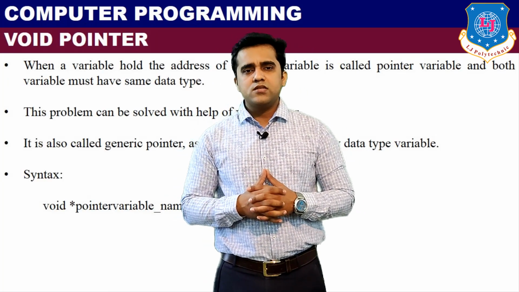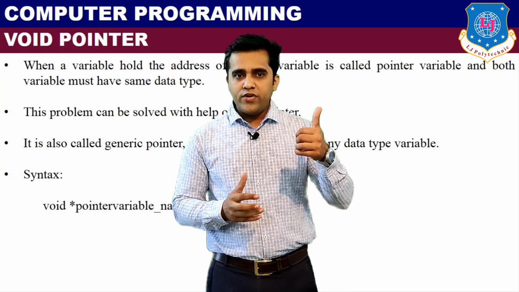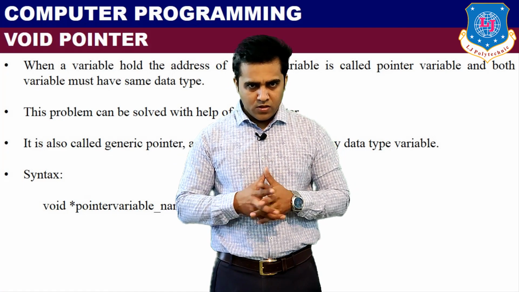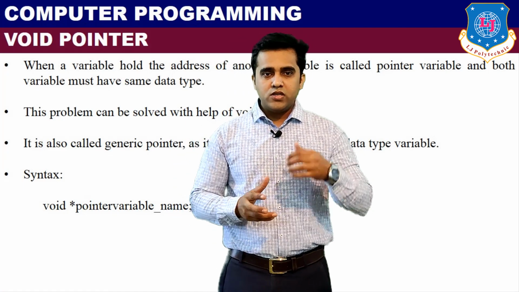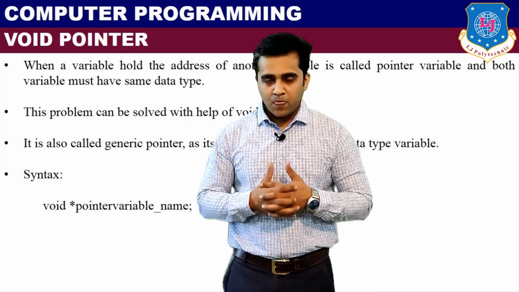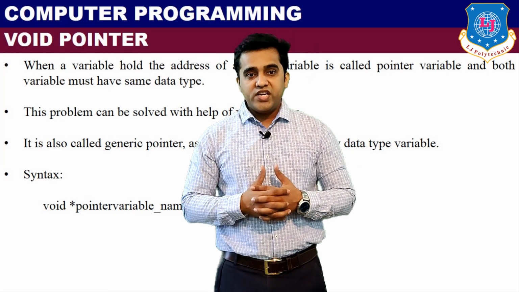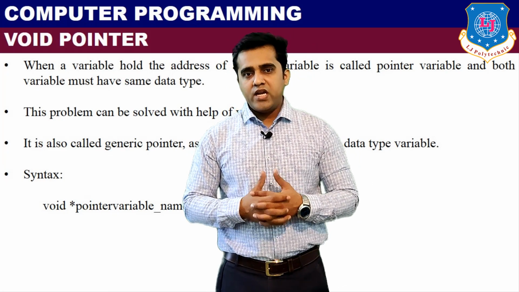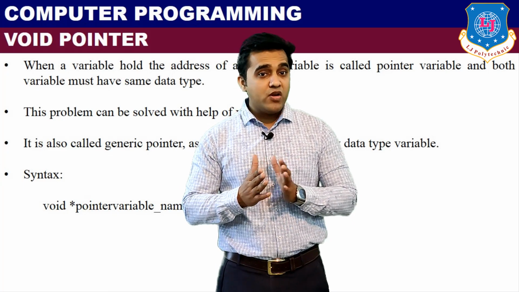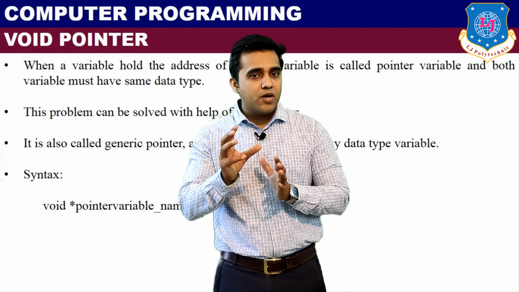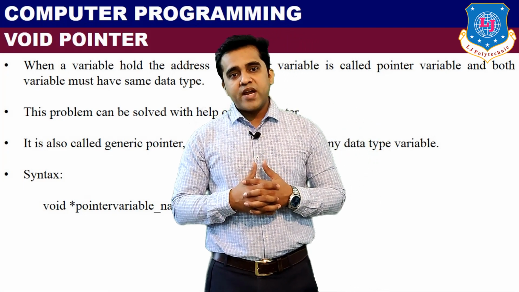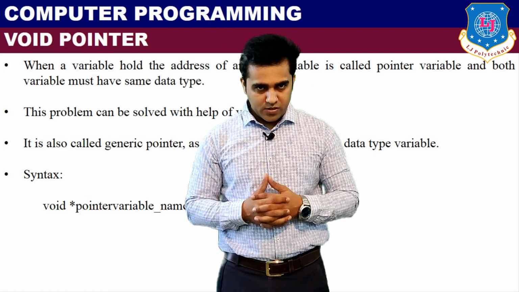First of all, what is a simple pointer? When one variable holds the address of another variable, it is called a pointer variable. But in this definition, the pointer variable and the normal variable must have the same data type. Means what? If our pointer variable has integer data type and our normal variable I declare as a float data type, then we cannot store the address of that normal variable in the integer pointer variable. This problem can be solved with the help of a void pointer.